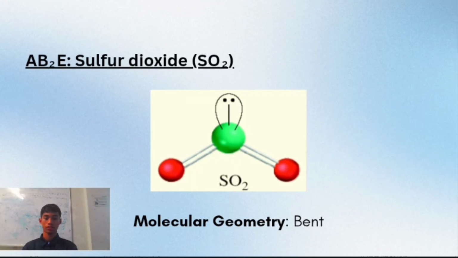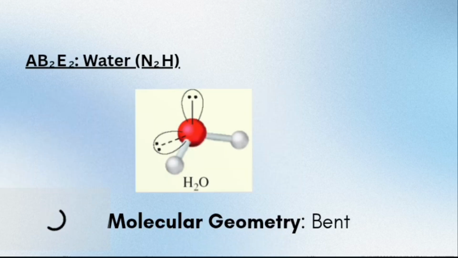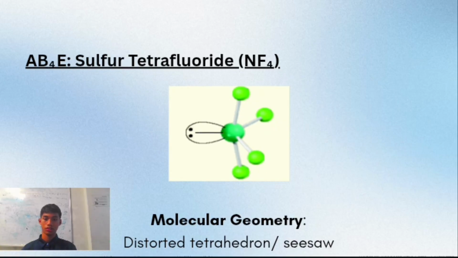AB2E, sulfur dioxide. The bond angle is 119 degrees. The molecular geometry is bent. The last one is AB4E, sulfur tetrafluoride. There are two bond angles, 173 degrees and 102 degrees. The molecular geometry is distorted tetrahedron or seesaw.